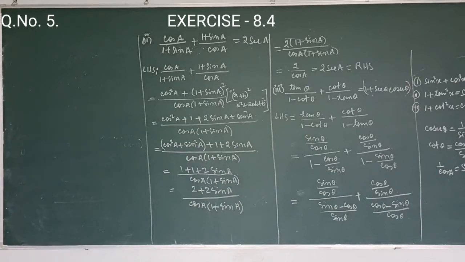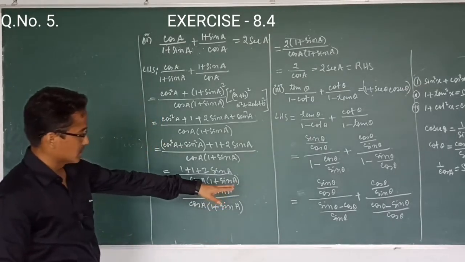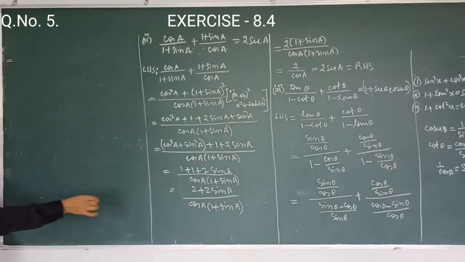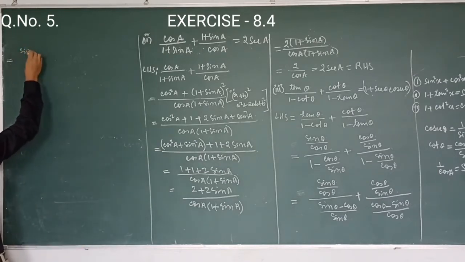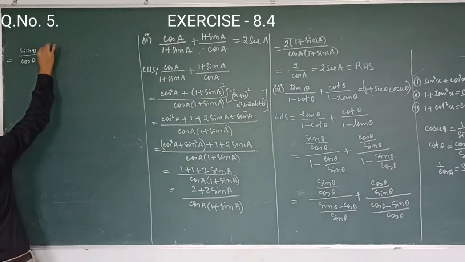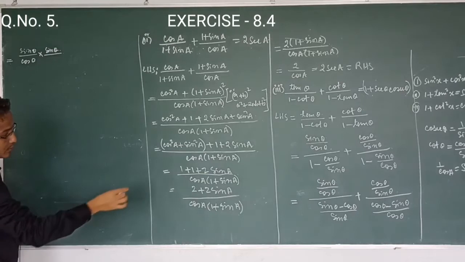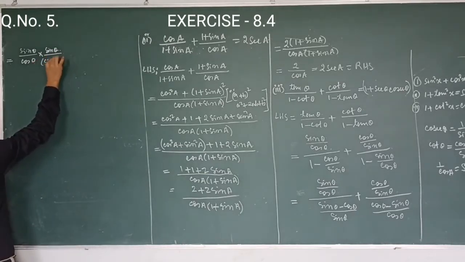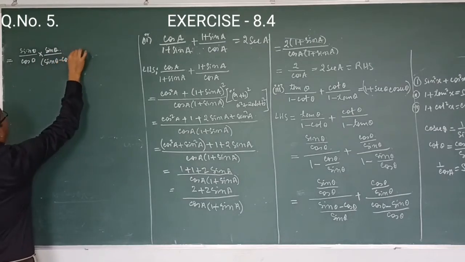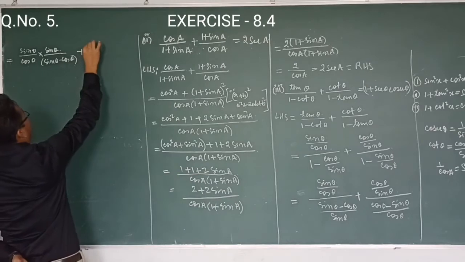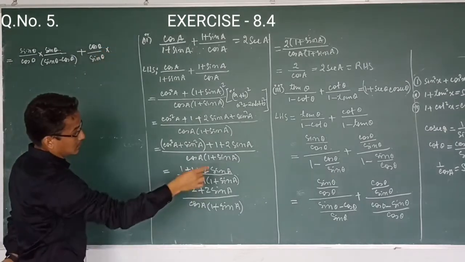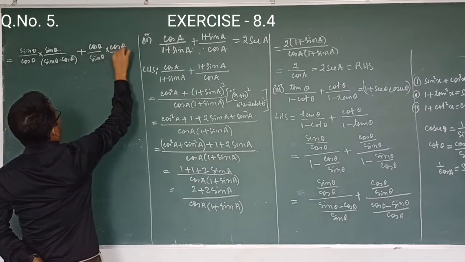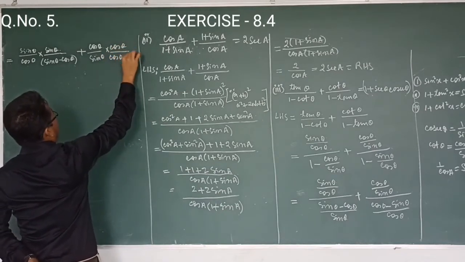Okay, so here after that we will write it this way: sin theta will go up, then this will become sin theta by cos theta into sin theta will go up, then sin theta by sin theta cos theta plus, and that will become cos theta by sin theta into cos theta by cos theta minus sin theta.